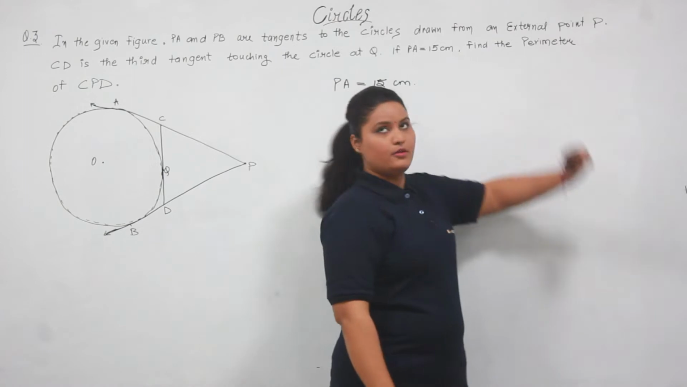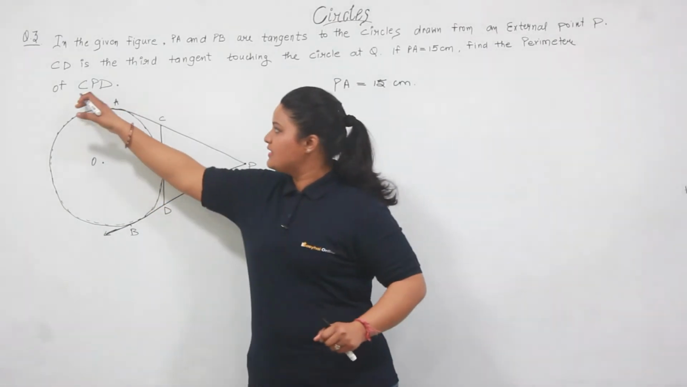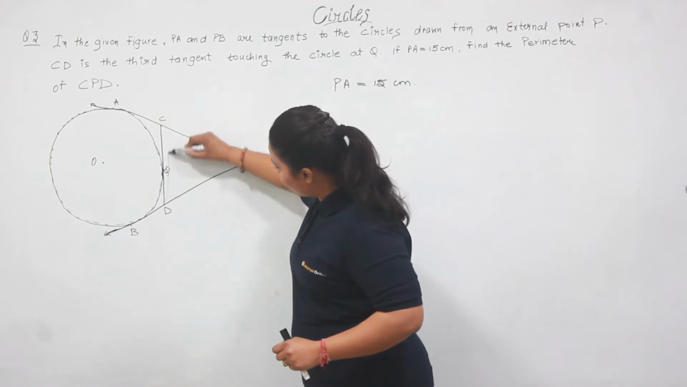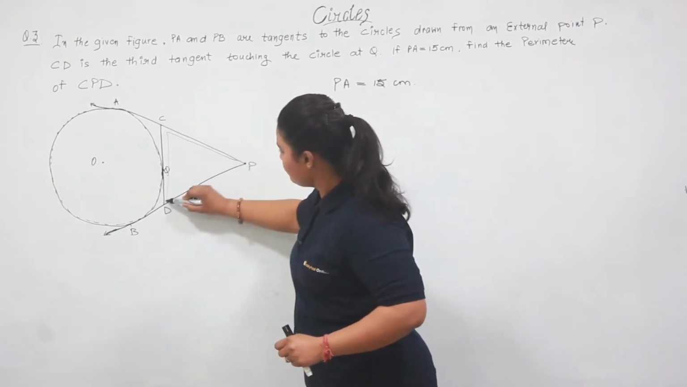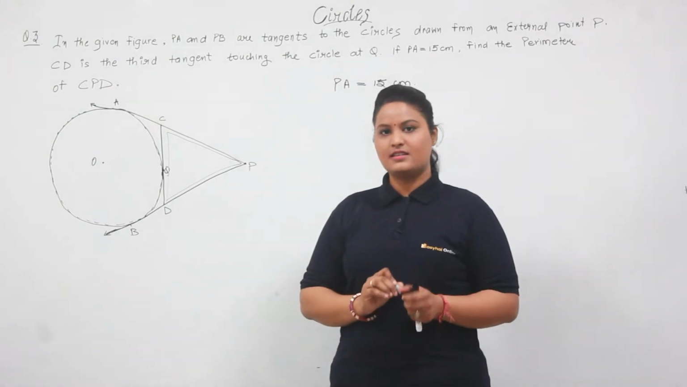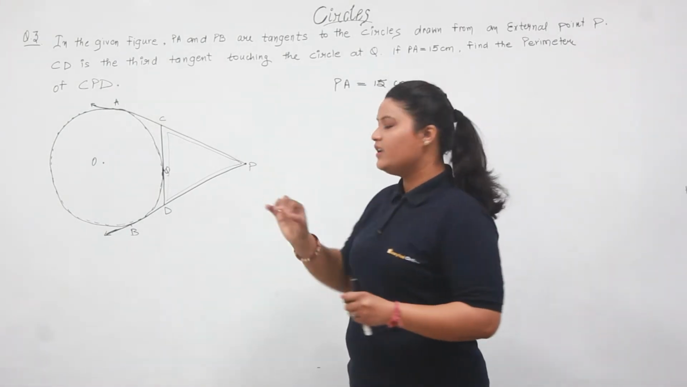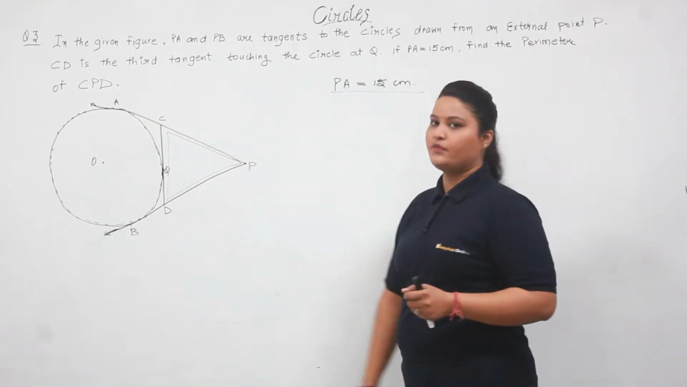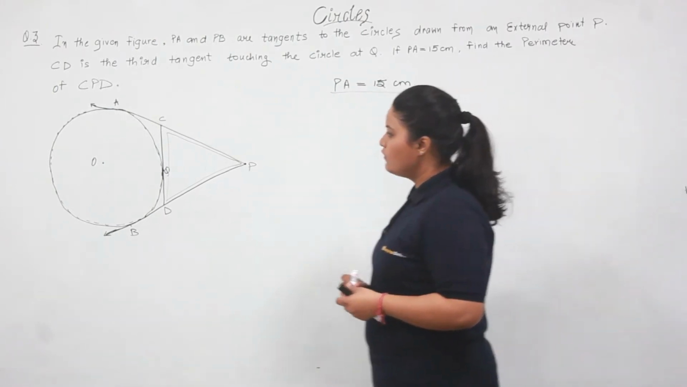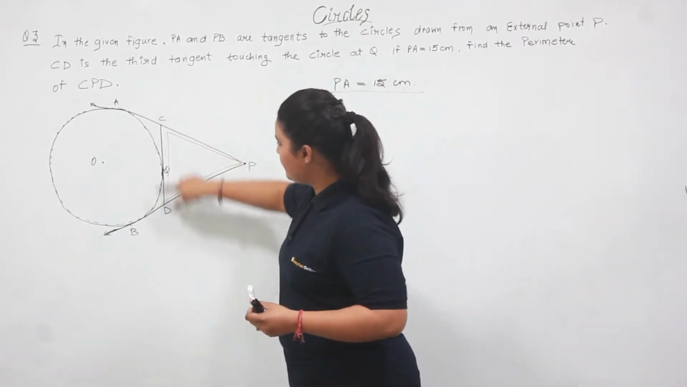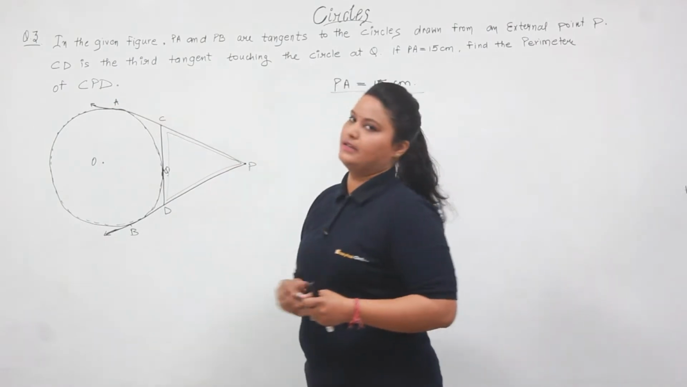Now, PA is equal to 15 centimeter. This quantity is given. Now, what is the perimeter of triangle CPD? We have to find out the perimeter of this triangle. Is that clear? I hope the question is understood. No doubt in it. Only one quantity is given over here, which is PA equals 15 centimeter. So we have to find out the length of CPD, meaning this complete triangle.